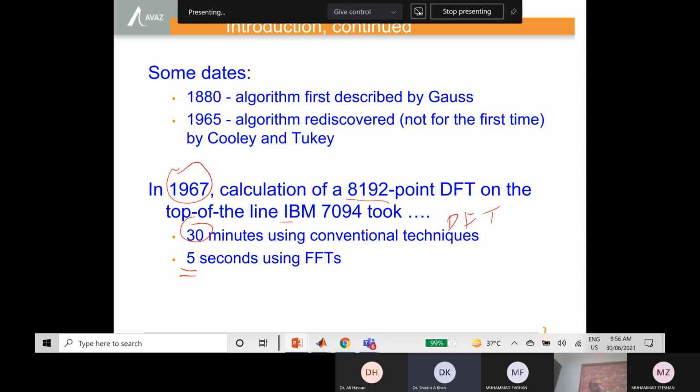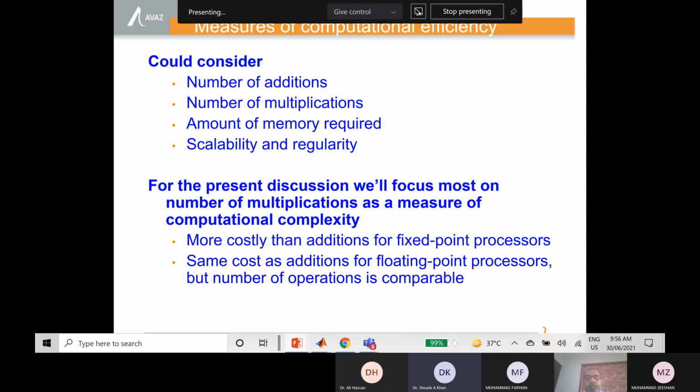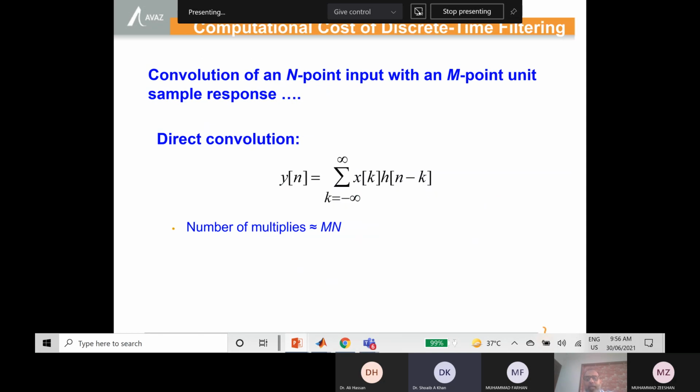Also, Fourier transforms are used in radars. In radar I often give the example: if an aircraft came and 30 minutes later you learn that there is an aircraft in the sky, that information is useless. But 5 seconds is okay. So they showed even in 1967 that they could compute the DFT, which otherwise would take 30 minutes, in 5 seconds. Now look, convolution otherwise would require M into N number of multiplications.